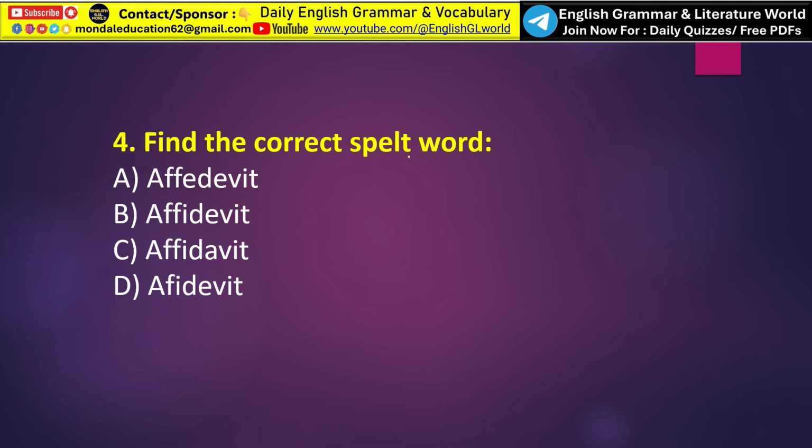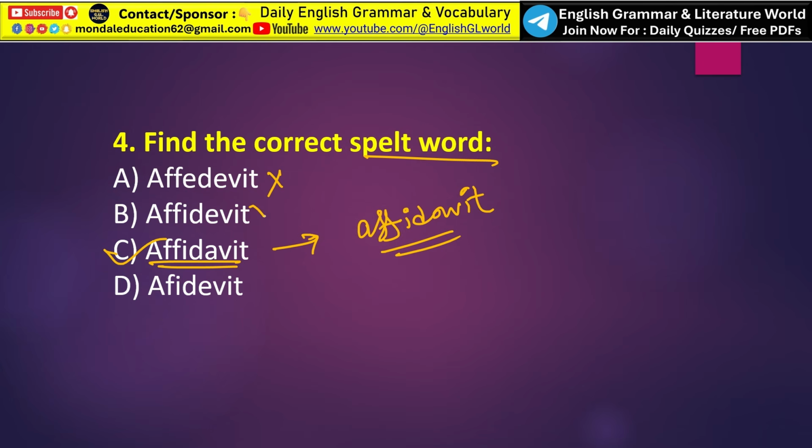Next, find the correctly spelled word. So look at the options. So which one is correct? So here the correct answer is option C, that is affidavit. Okay, so the correct spelling of affidavit is A-F-F-I-D-A-V-I-T. That is the correct spelling. Option A, option B and option D are totally inappropriate.